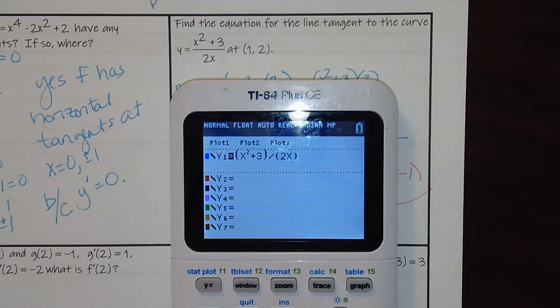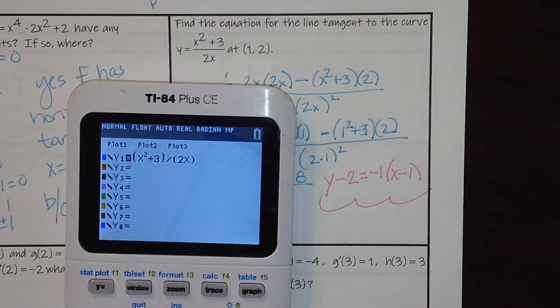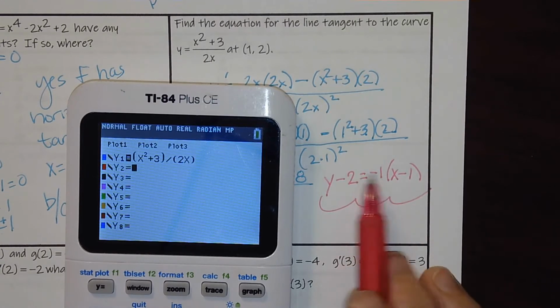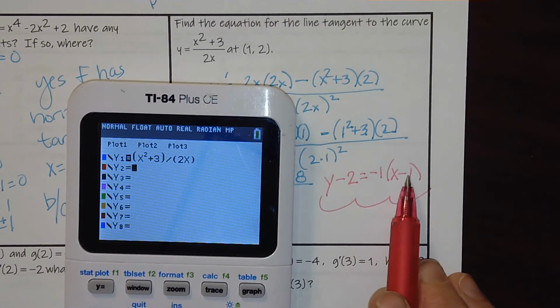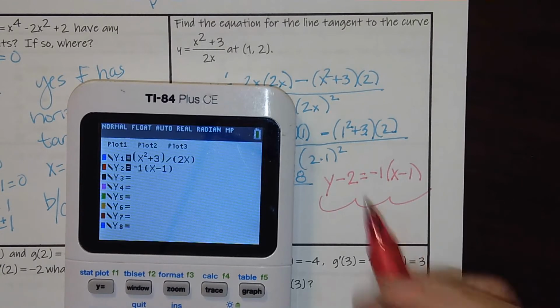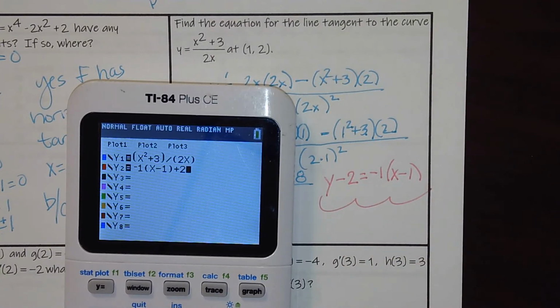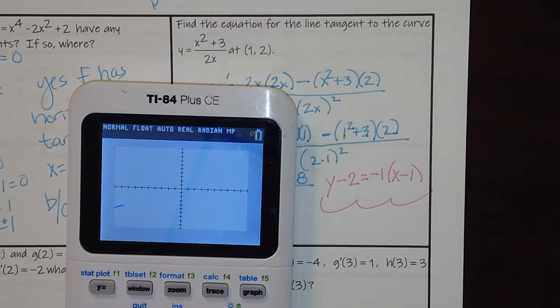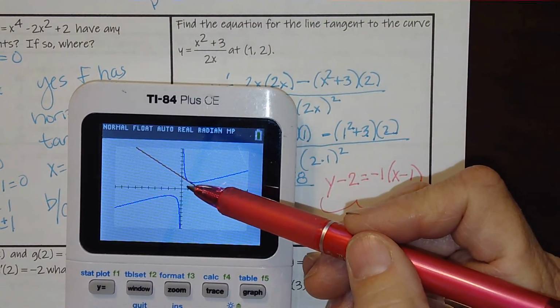And I'll do a zoom 6. Actually, no, I'm going to go to y2, and I'm going to put the equation of my tangent line in there. So I'm going to put in my -1 times x minus 1, and then I will add the 2 over, so plus 2. Now I will graph, and here comes the equation of the function in blue, and in red is the tangent line at the point 1, 2.